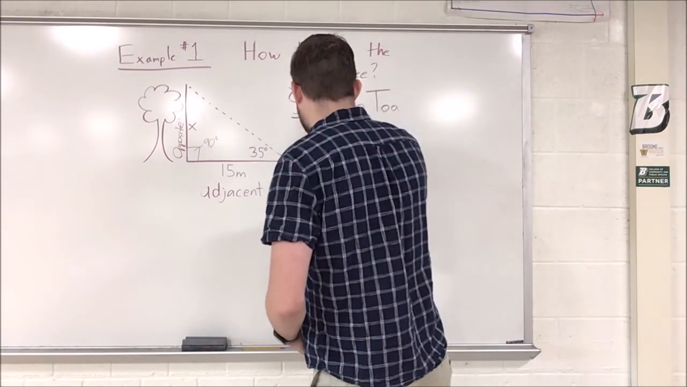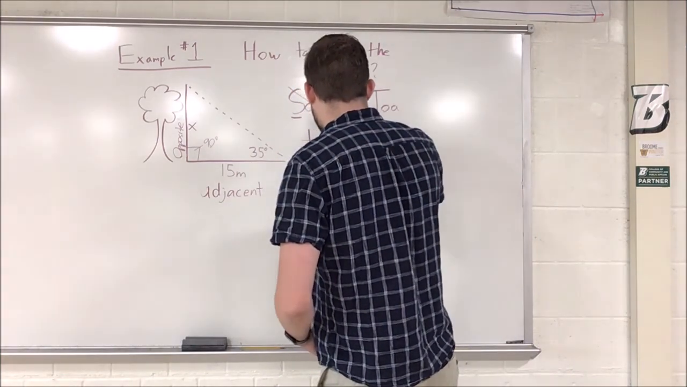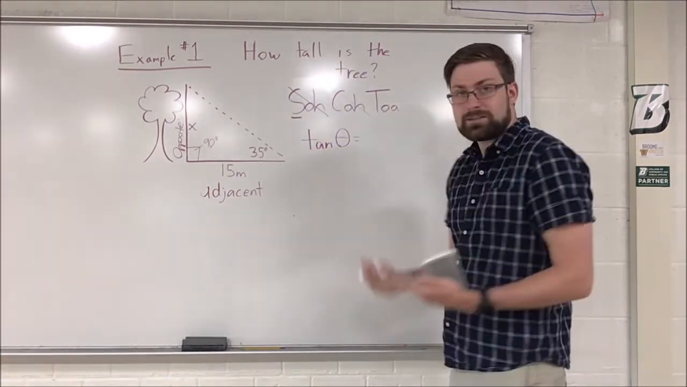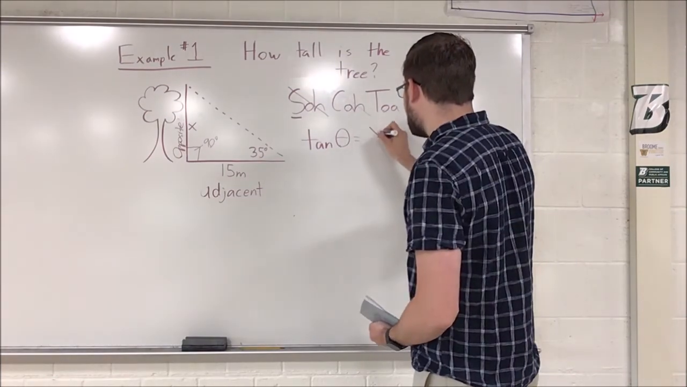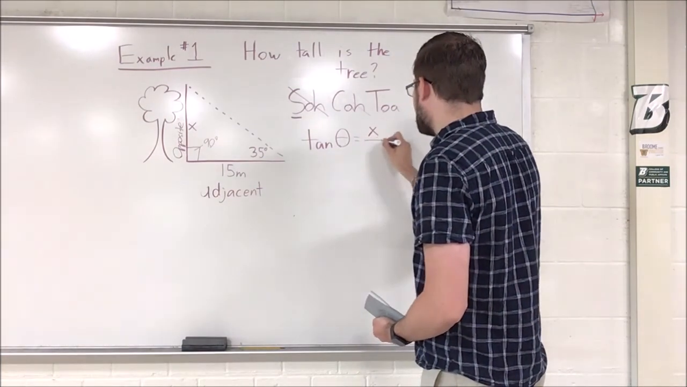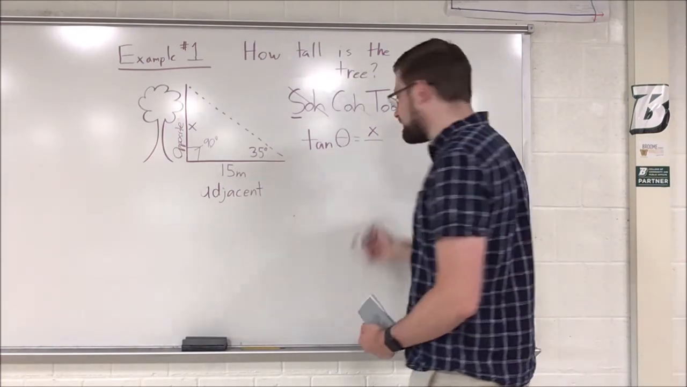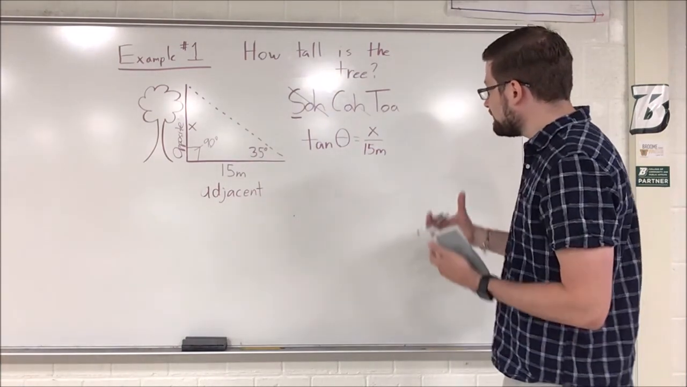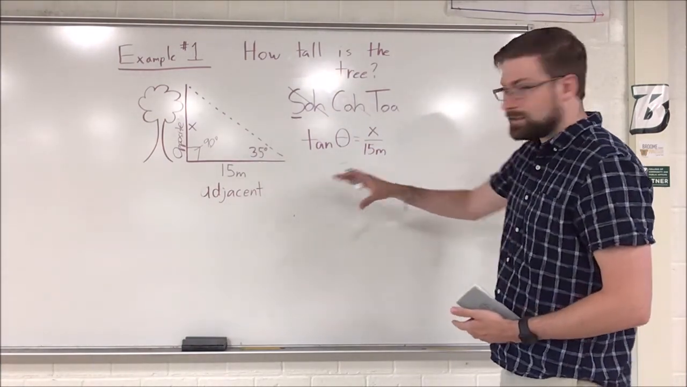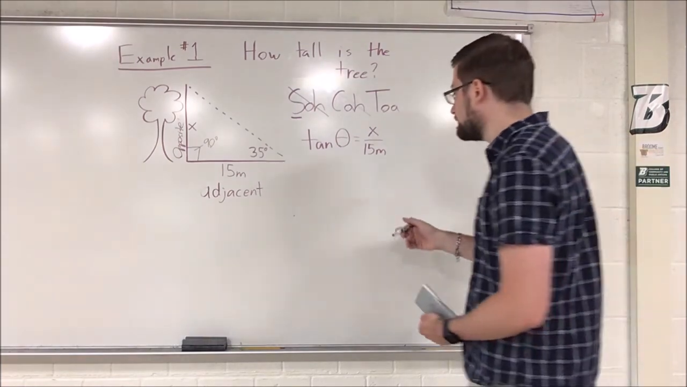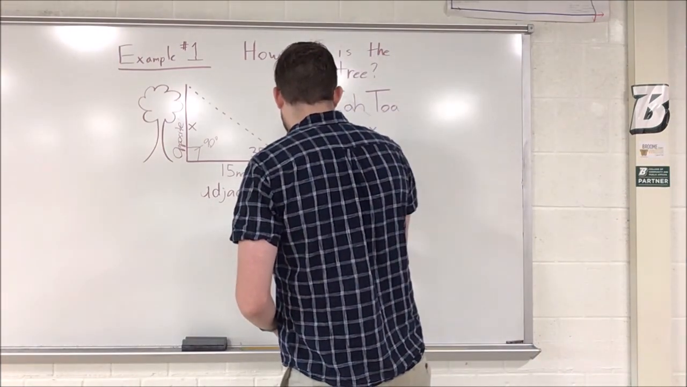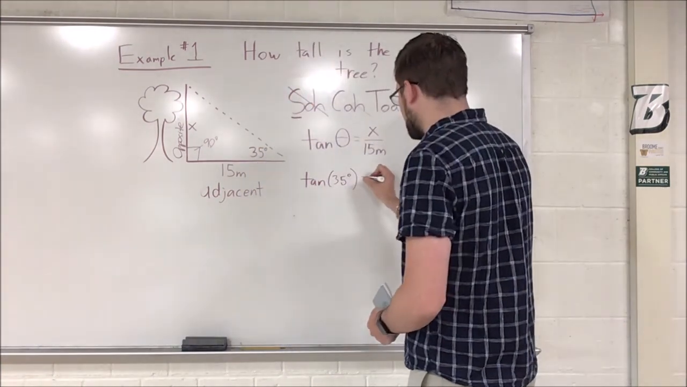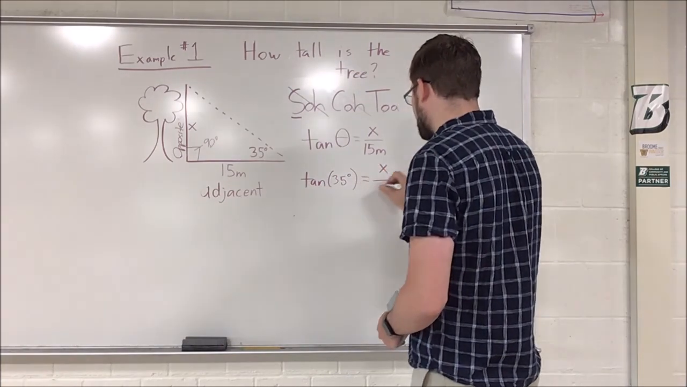So I set up the equation. Tangent of my angle is equal to the opposite side, which I don't know, so I'm going to leave it as x, divided by the adjacent side, which I do know, 15 meters. Okay? And so I'm going to plug in my angle, which is 35 degrees. So tangent of 35 degrees, okay, is going to be equal to x over 15 meters.